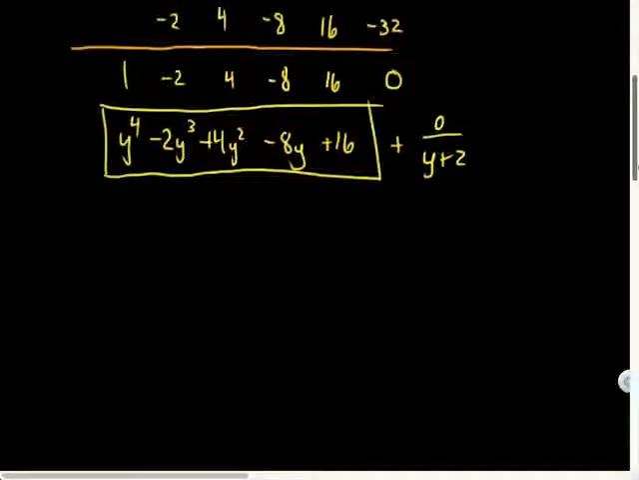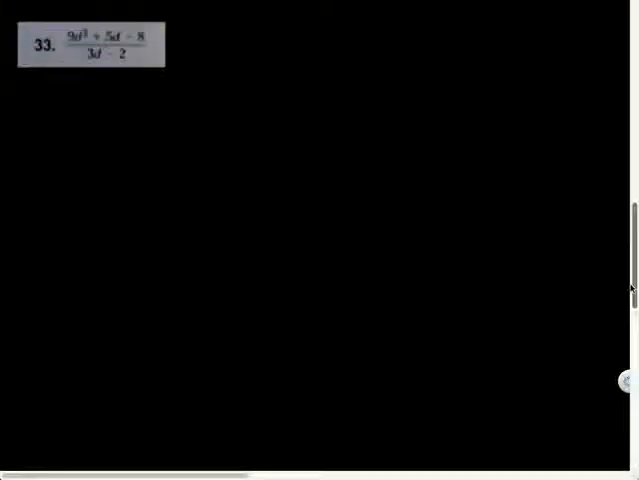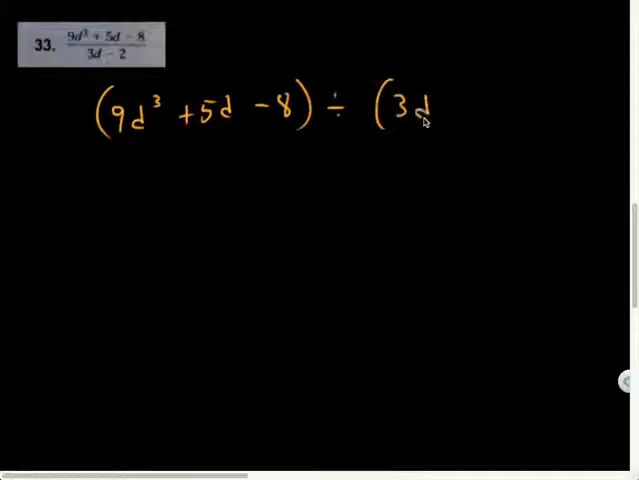Something like that. So, here's un otro problema. So check this out. Let's see. Oh, wrong color. 9d cubed plus 5d minus 8, and I'm dividing it, I'm just rewriting this for now, by 3d minus 2. What's the problem?